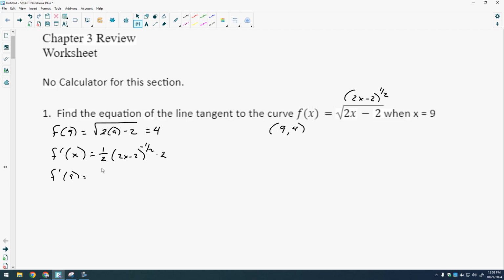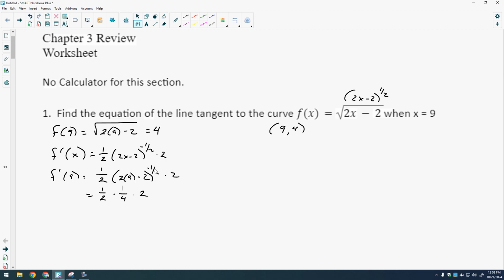Plug in 9, because that is the x-coordinate I'm looking at, and so I get the same basic expression as what I have above, raised to the negative 1/2 power this time, times 2. So this becomes 16, just like above. Square root of 16 is 4, but that makes it 1/4. And so I have 1/2 times 1/4 times 2.